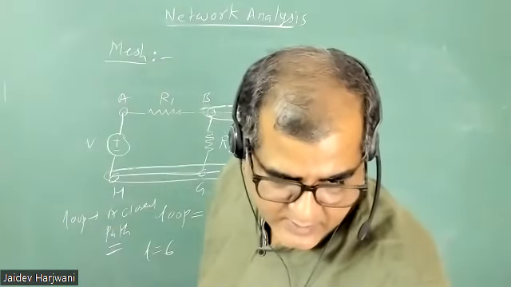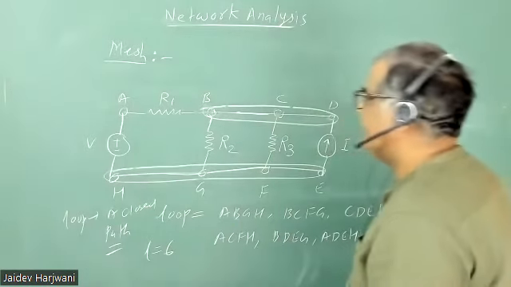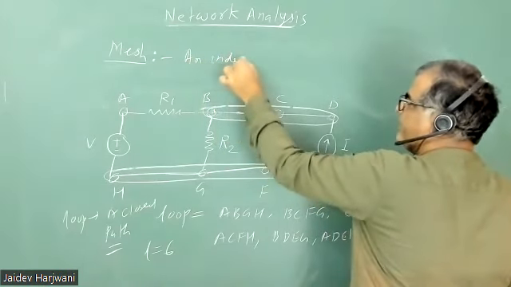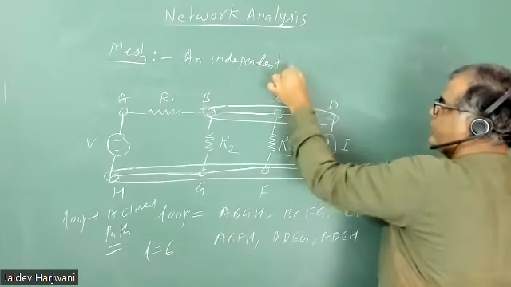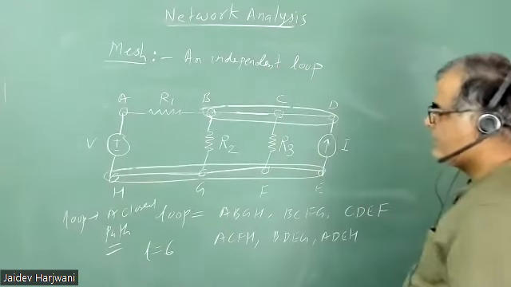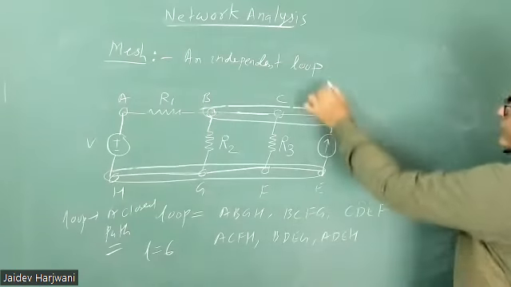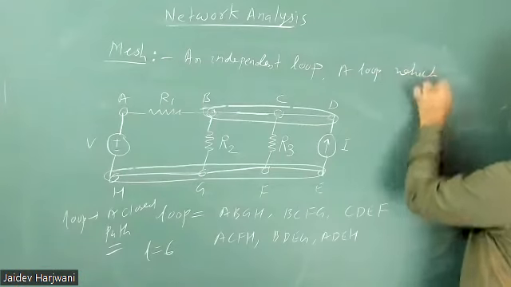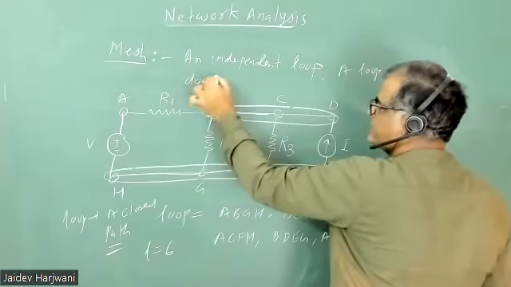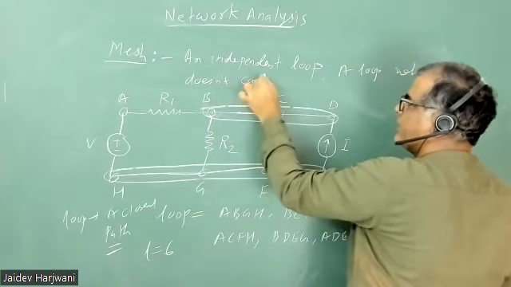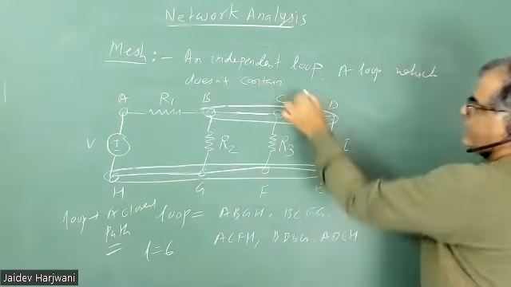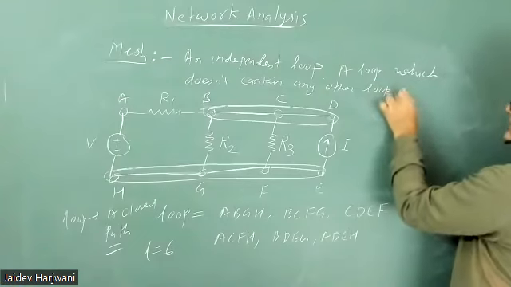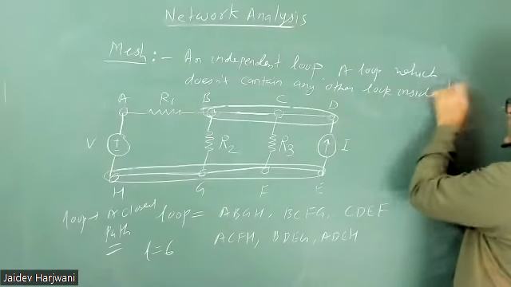So basically your mesh is an independent loop. Independent loop का मतलब क्या है? A loop which does not contain any other loop inside it. Any loop that does not contain any other loop inside it is called an independent loop.